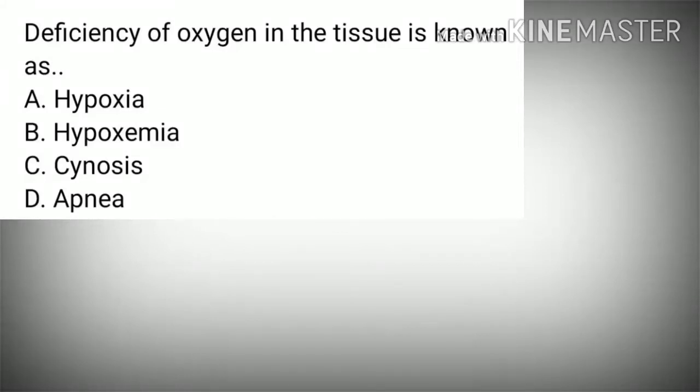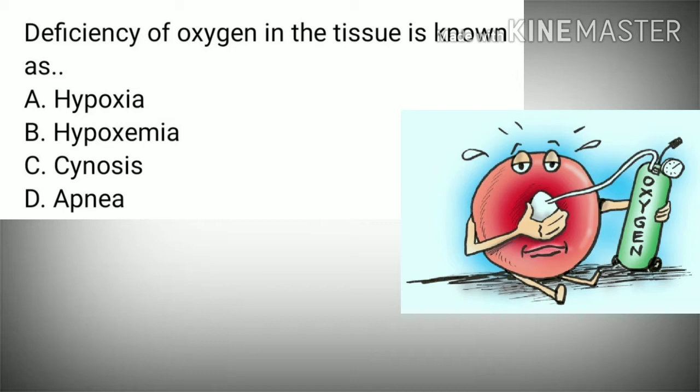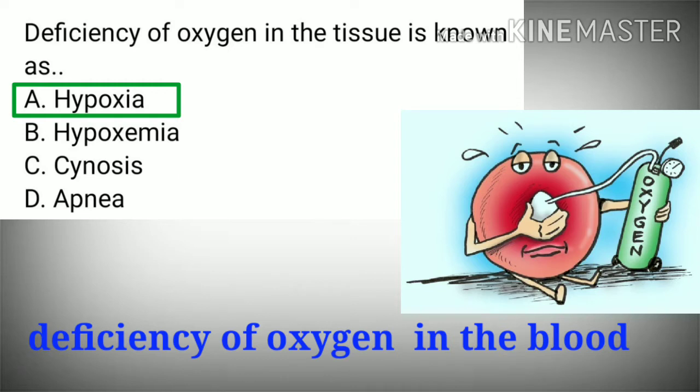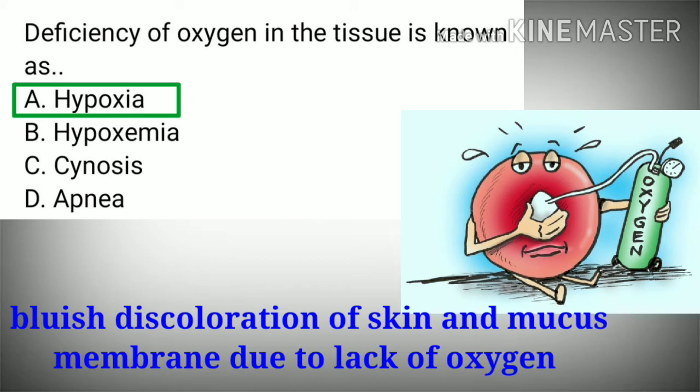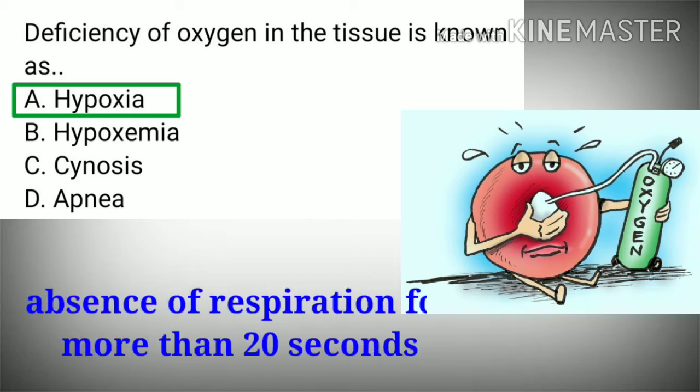Deficiency of oxygen in the tissue is known as A. Hypoxia, B. Hypoxemia, C. Cyanosis, D. Apnea. The correct answer is A. Hypoxia. Hypoxemia is deficiency of oxygen in the blood. Cyanosis is bluish discoloration of skin and mucous membrane due to lack of oxygen. Apnea is absence of respiration for more than 20 seconds.